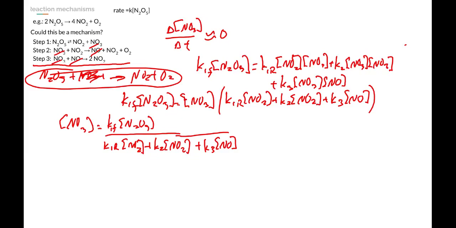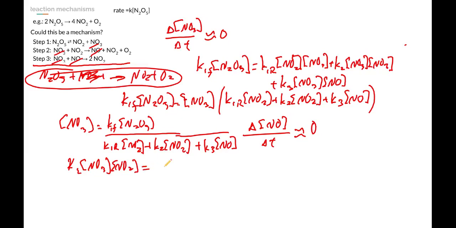Our other intermediate is NO. And we know then that concentration of NO is unchanging. So the rate of change of concentration of NO is about 0. Well, NO is formed in the second step. So K2 times concentration of NO3 times concentration of NO2, that's the rate law for the second step, equals the rate of consumption of NO. But NO is consumed in the third step, so that's K3 times NO3 concentration times NO concentration.